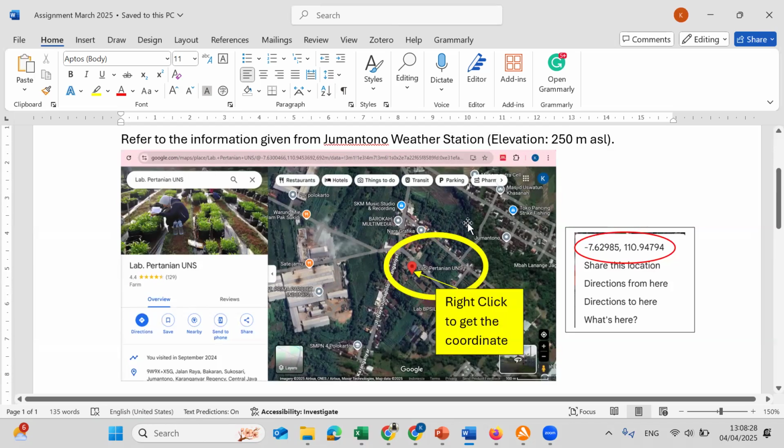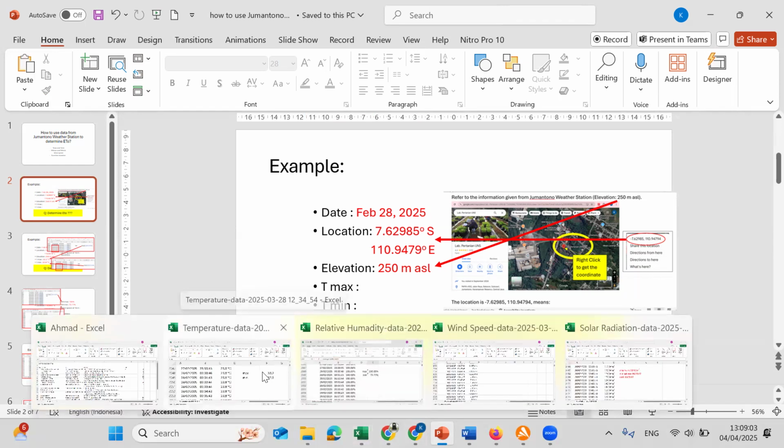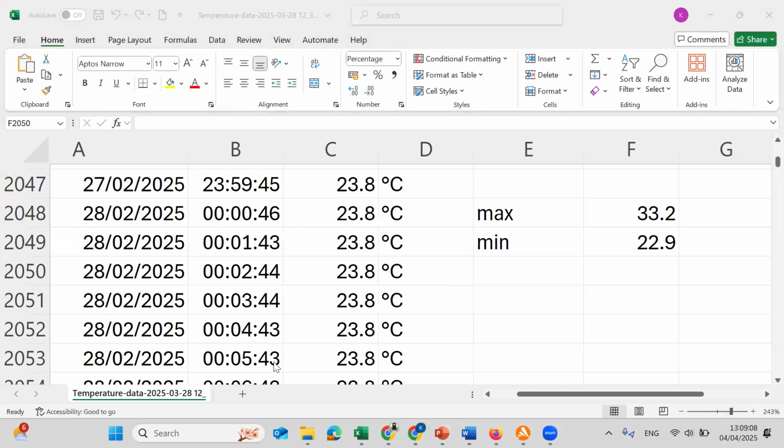So you can see that this is the location, 250 meters above sea level. We input the data here, the location. This is south and east, and then the elevation. And then the next is to determine the maximum and minimum temperature. Maximum and minimum temperature, we can see from here, the temperature data.